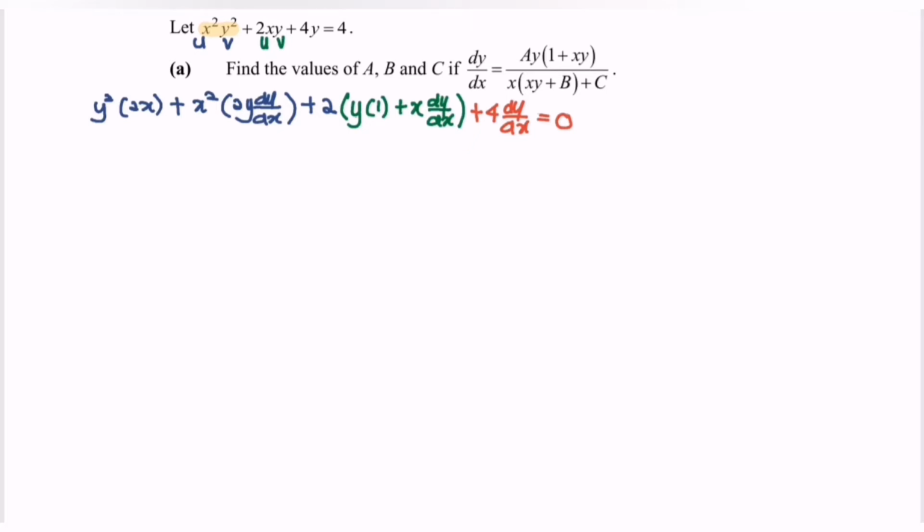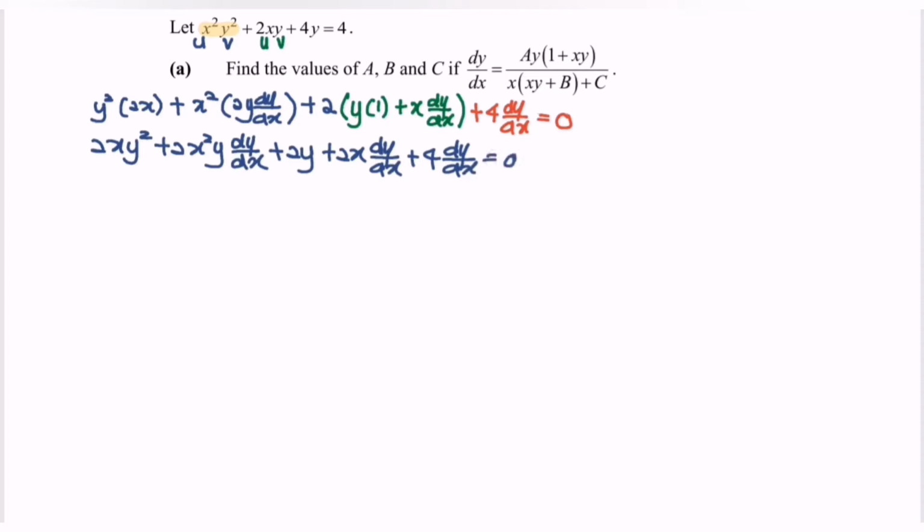Kindly simplify the situation on the left. So we will have 2xy squared plus 2x squared y dy/dx plus 2y plus 2x dy/dx plus 4 dy/dx. Kindly rearrange and make sure dy/dx is the subject. So let's transfer the terms without dy/dx to the right, and then factorize dy/dx on the left hand side. So we will have dy/dx bracket 2x squared y plus 2x plus 4 equals negative 2y negative 2xy squared.